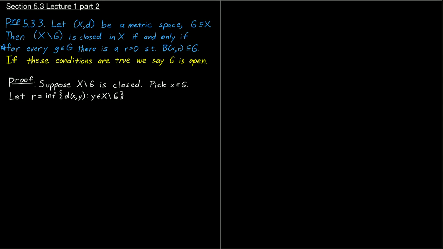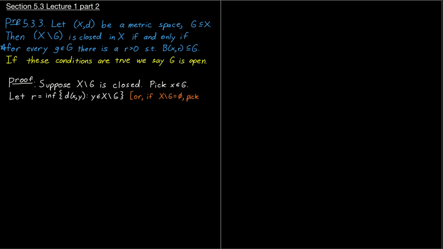Now there is one technicality here that I want to cover. Or if X minus G is the empty set. The empty set is a closed set. All of the sequences in the empty set converge to things in the empty set. That's because there are no sequences in the empty set, so you can say anything you want about them.